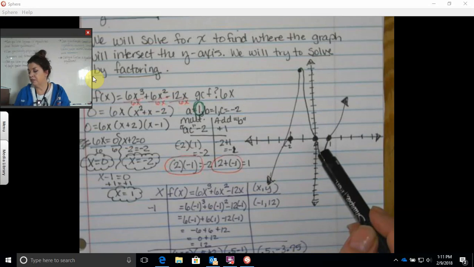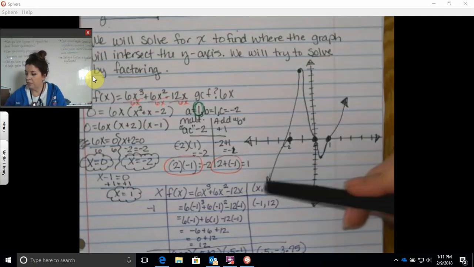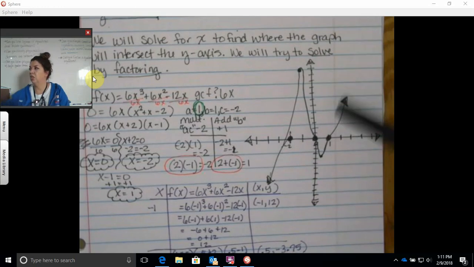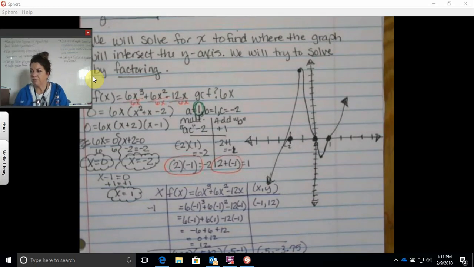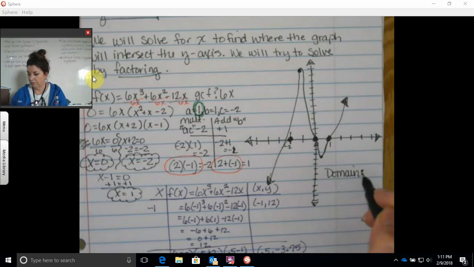Now, if we looked at this graph on technology, it would look a lot smoother, obviously. So if I drew back over this, I would make it flow a lot better. You know what I mean? But recall that domain is talking about all possible x values.